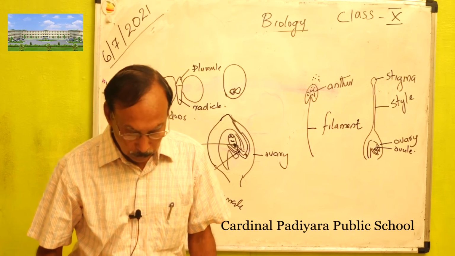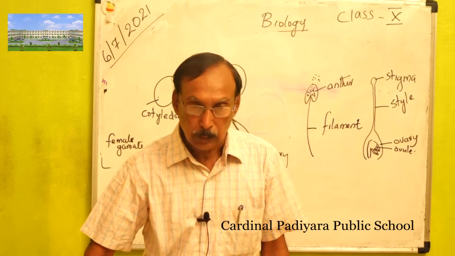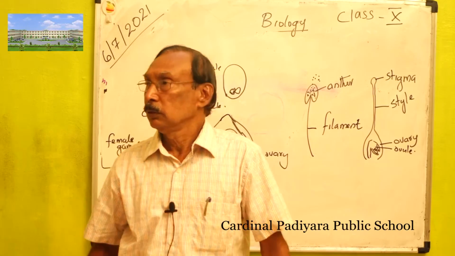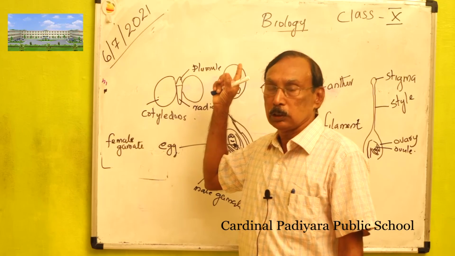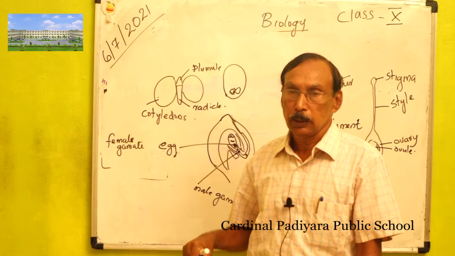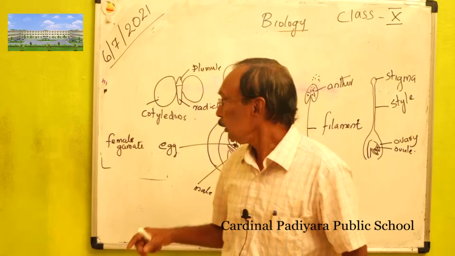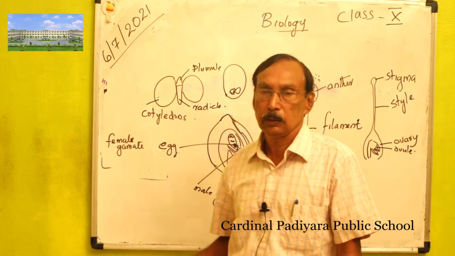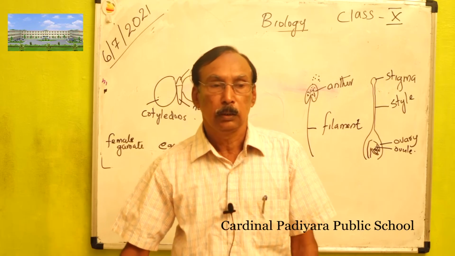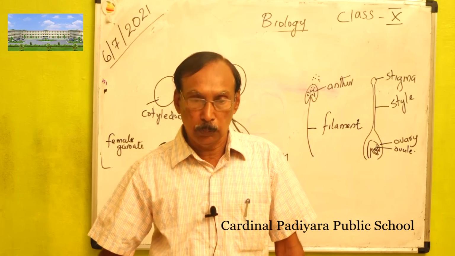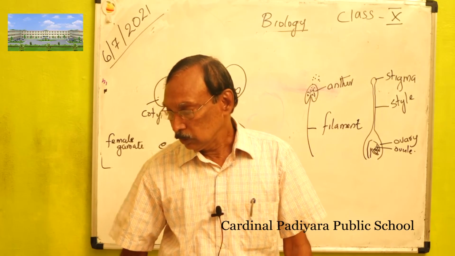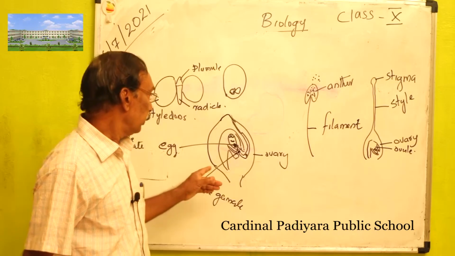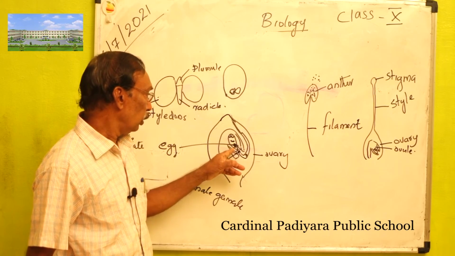So we can stop here. Once again, pollination. After pollination, the pollen grain grows and produces a pollen tube. It grows through the style and gets inside the ovary. Inside the ovary, the female gamete is there. Inside the pollen tube, the male gamete is there. So the male gamete and female gamete fuse inside the ovule. This is the ovule.